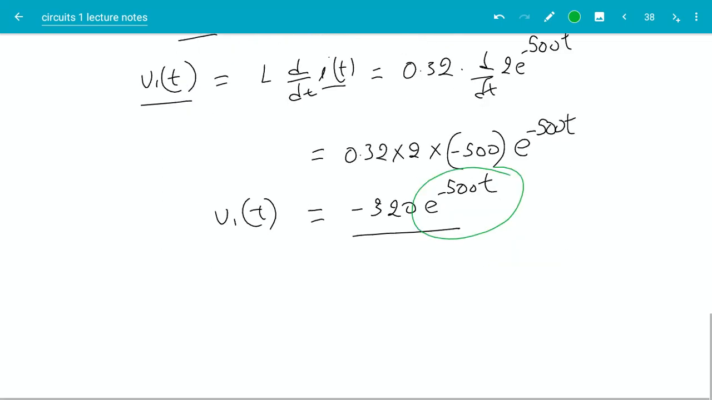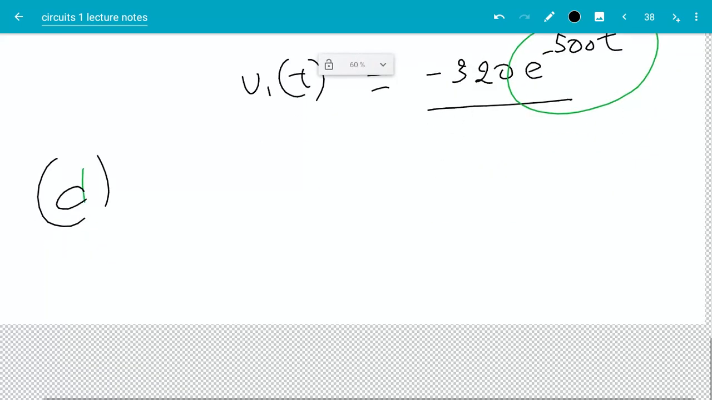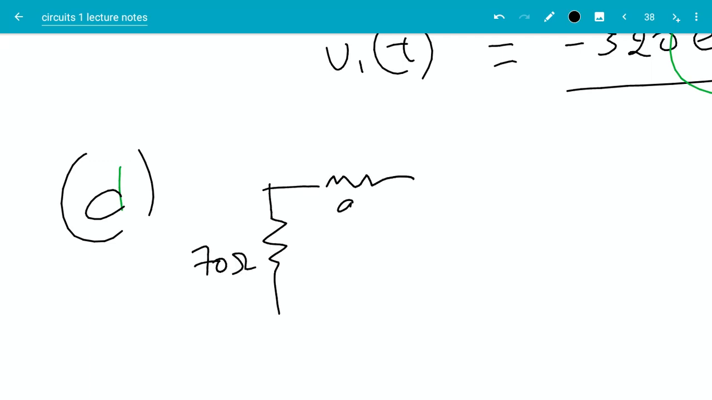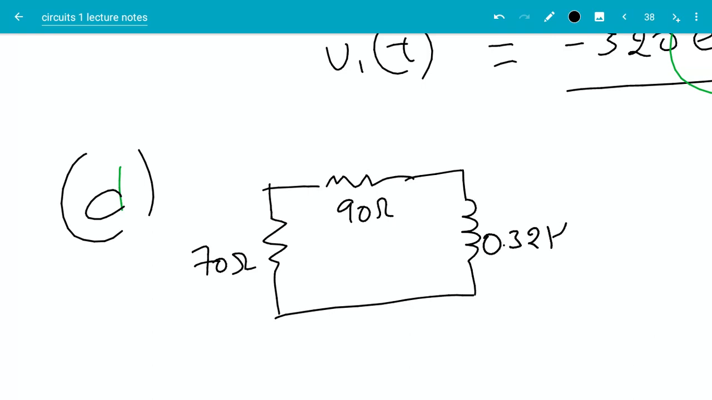Now let's do part D. Part D is asking us what percentage of the initial energy stored in the inductor is dissipated in the 90 ohm resistor. So I have the circuit again here. This is 70 ohm. This is 90 ohm. This is the inductor. This is 0.32 Henry.